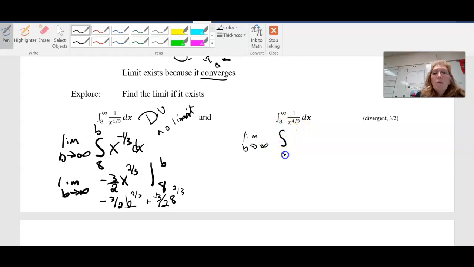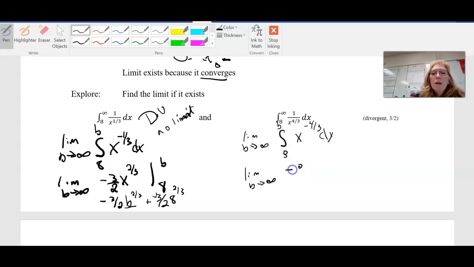So this is going to go from 8 to b. And I'm going to write this as negative 4/3 dx. Do your antiderivative, as b approaches infinity, of: add your 1 and divide.